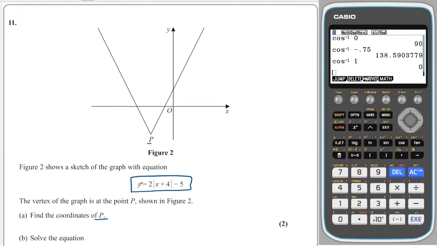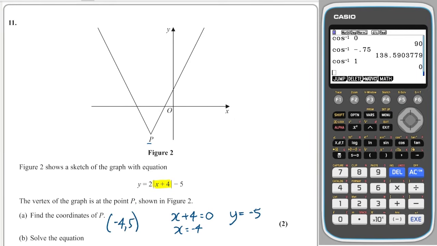Now, how can I make this function as small as possible? Well, the modulus part of the function can only be positive. So if I want to minimize that, then I'm going to make it 0. And that modulus part is going to equal 0 when x is equal to minus 4. And when that modulus part is 0, then what does that equation become? It becomes y is equal to 2 times 0 minus 5. So there we have it. That is our minimum point, and that is the point minus 4, minus 5.